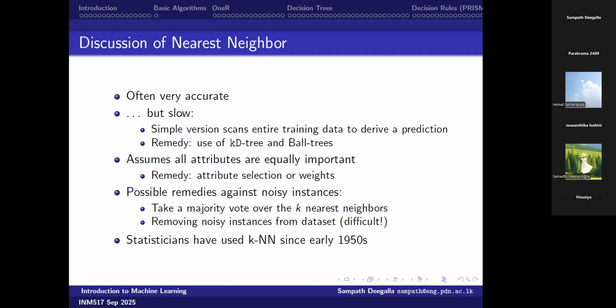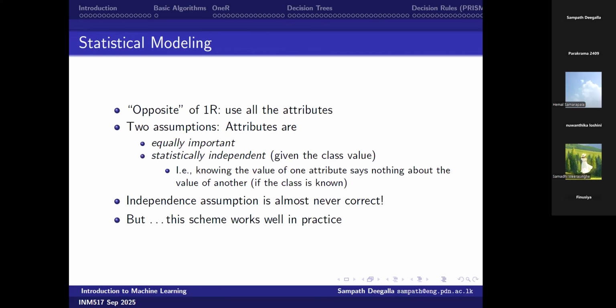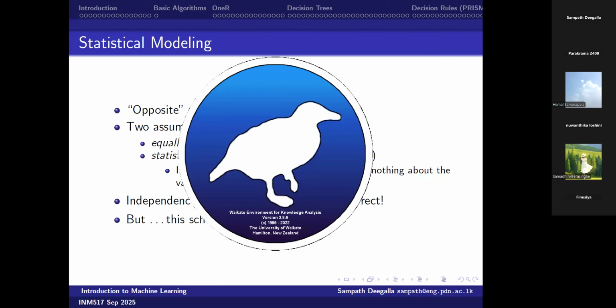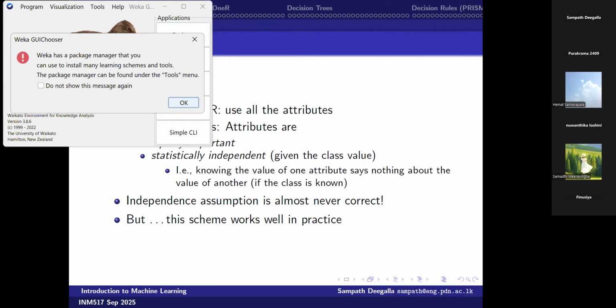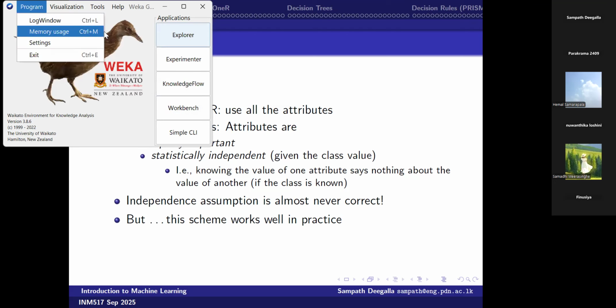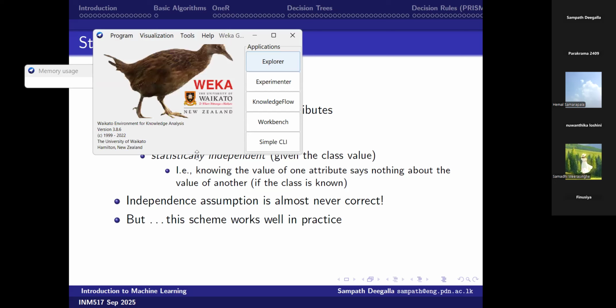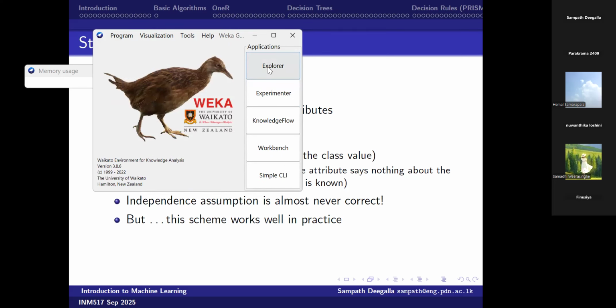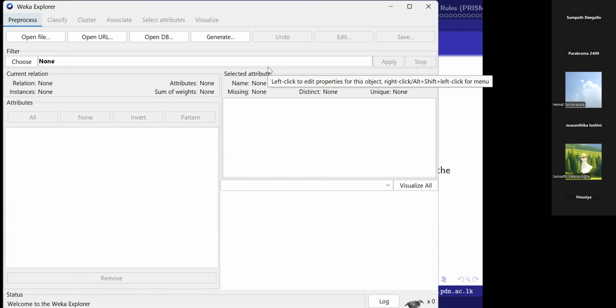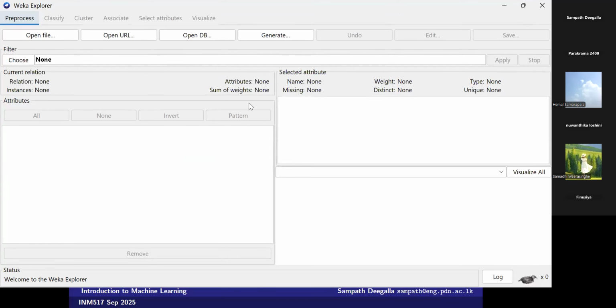So let me share. Okay, in this particular case, I'm going to select the Explorer. Explorer is useful when you are working with just a single data set, and you can work on one algorithm at a time.